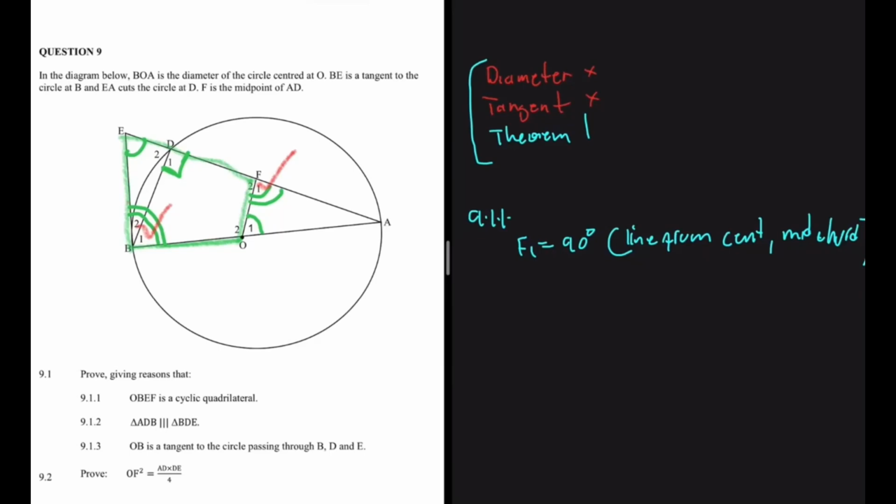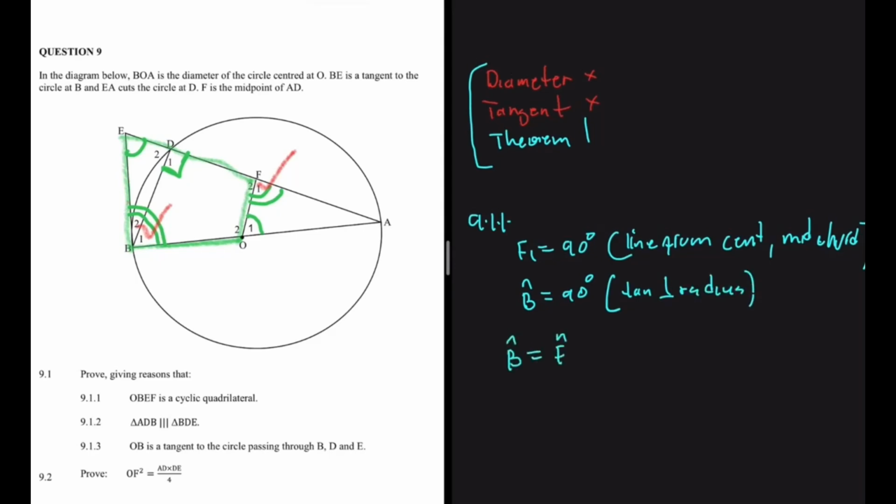And indeed, we can say that our angle B is equal to 90 degrees. And then you might be asking why. Why are we saying that? That is because the tangent will always be perpendicular to the radius, so that angle there should be equal to 90 degrees. So since angle B is equal to angle F, we have our cyclic quad, because an exterior angle will be equal to the opposite interior angle, as you can see.